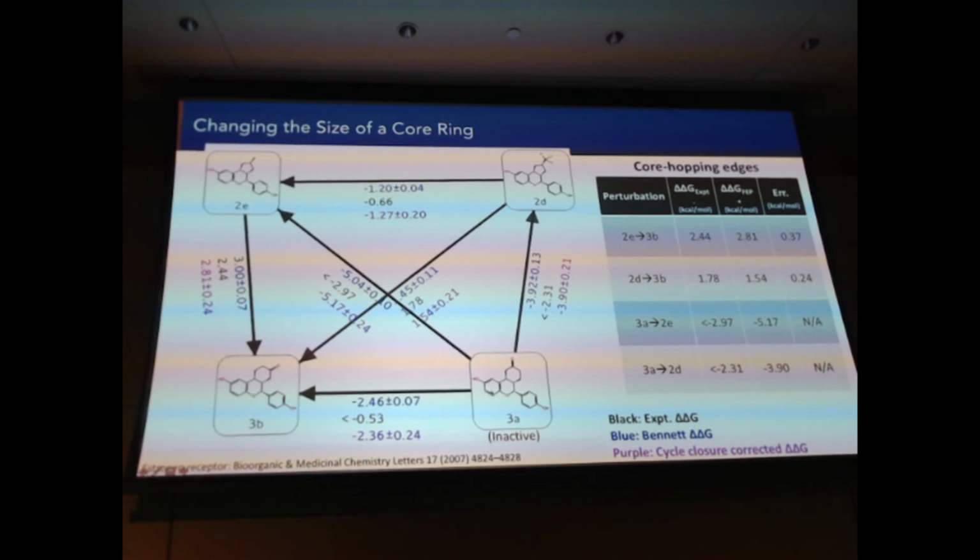We can also evaluate ring size change perturbations, for example, going from a 5-member ring to a 6-member ring. In this case, for E alpha, expanding the ring decreased binding potency significantly, and we get that correct. And moving the carbonyl group around the 6-member ring from here to here further decreased binding potency. Experimentally, this is an inactive compound, and all of this is accurately predicted by FEP.